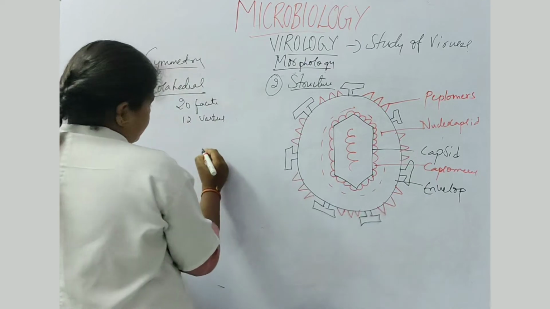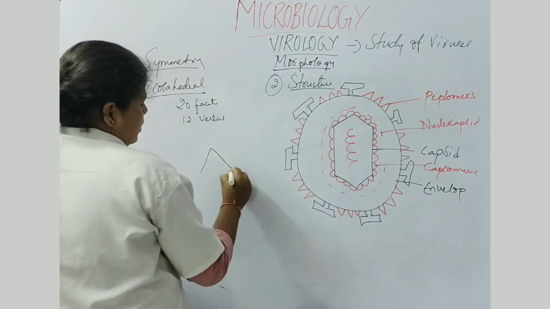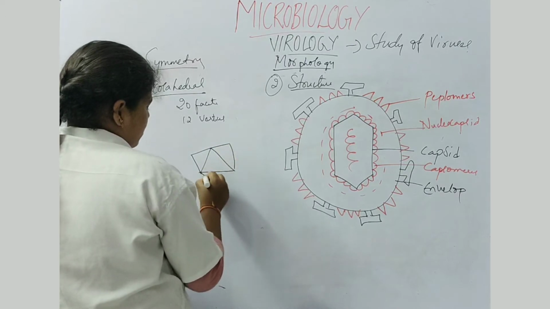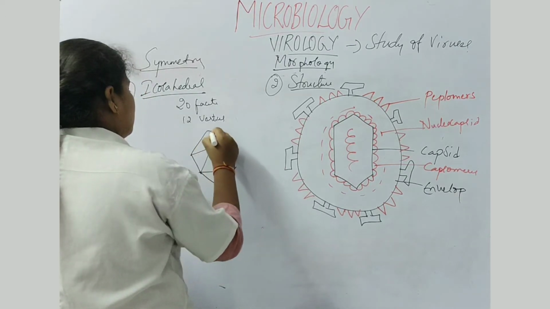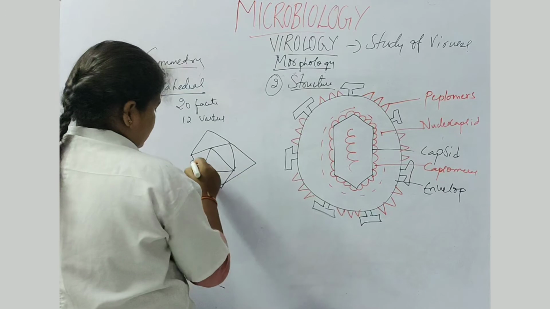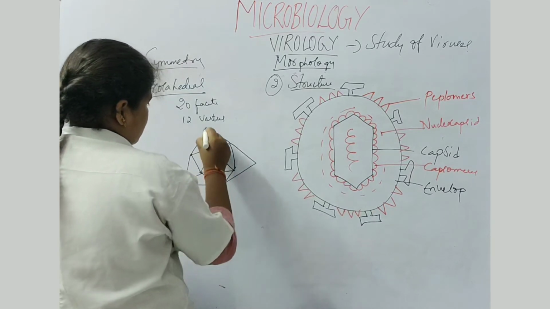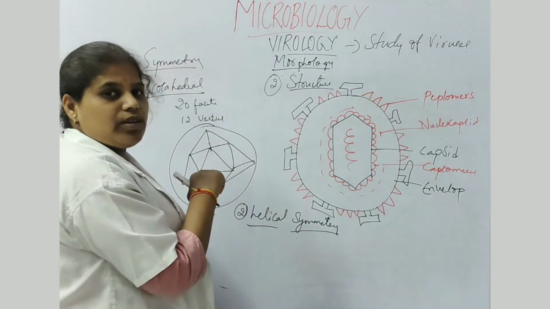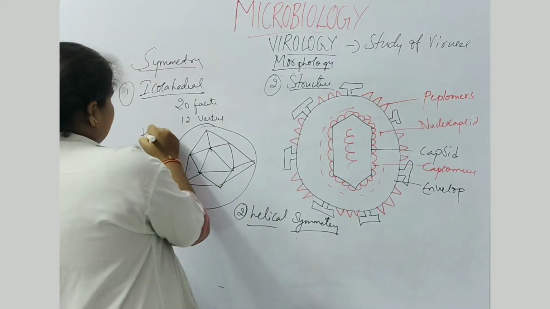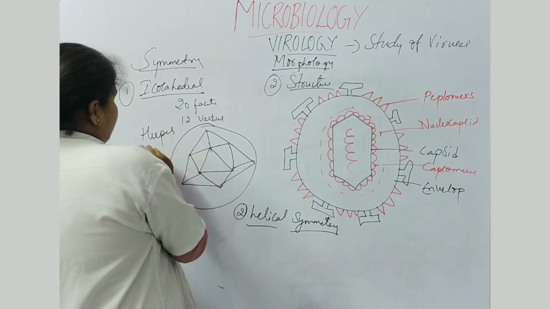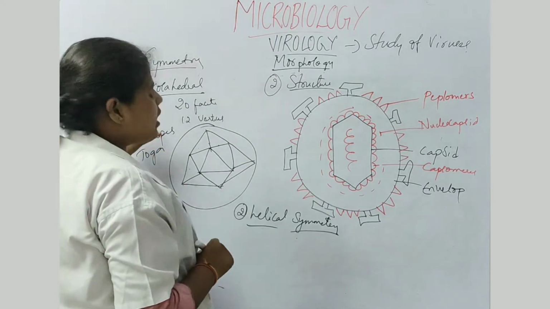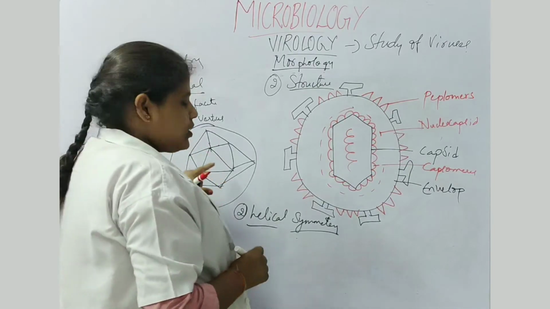So this is the structure of the virus, and it contains 12 corners. Examples of the icosahedral are herpes virus, toga virus and adenovirus. So these are some examples of the icosahedral.